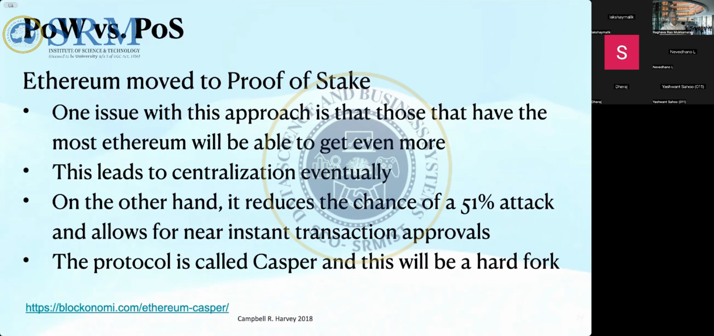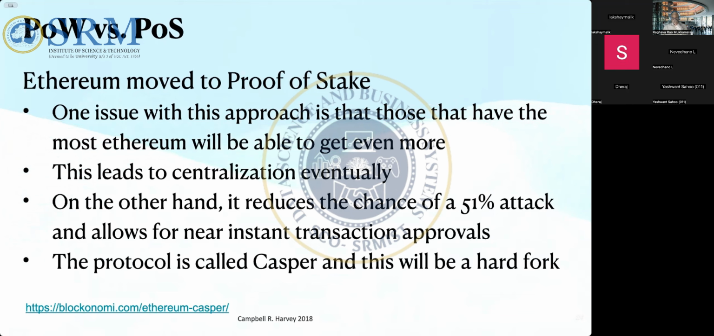But on the other hand, moving to proof of stake also created a bit of centralization. One issue with this approach is that those who have most of the stake in Ethereum will be able to get more and more chances to make a block and things like that. So this again leads to some sort of centralization eventually.